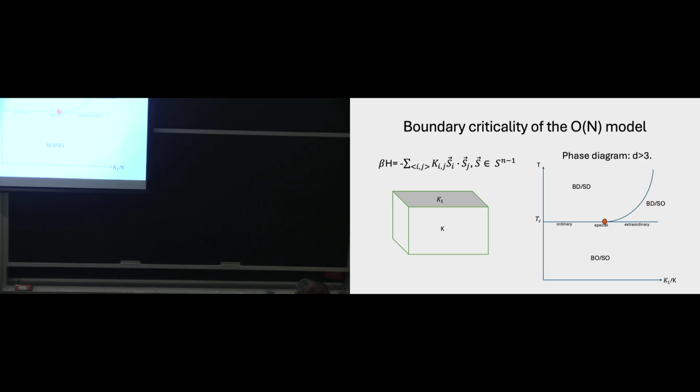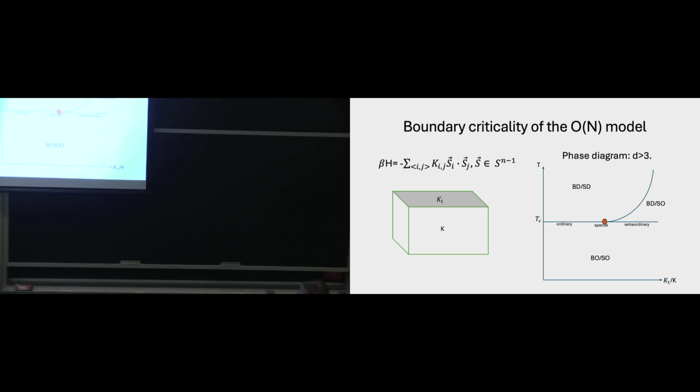When the boundary is ordered, it's the so-called extraordinary transition, and the O(N) symmetry is broken because of the boundary order. And at the intersection point, we have a multi-critical point. It's called a special transition. What is SD? SD means surface order, and BD means bulk order.